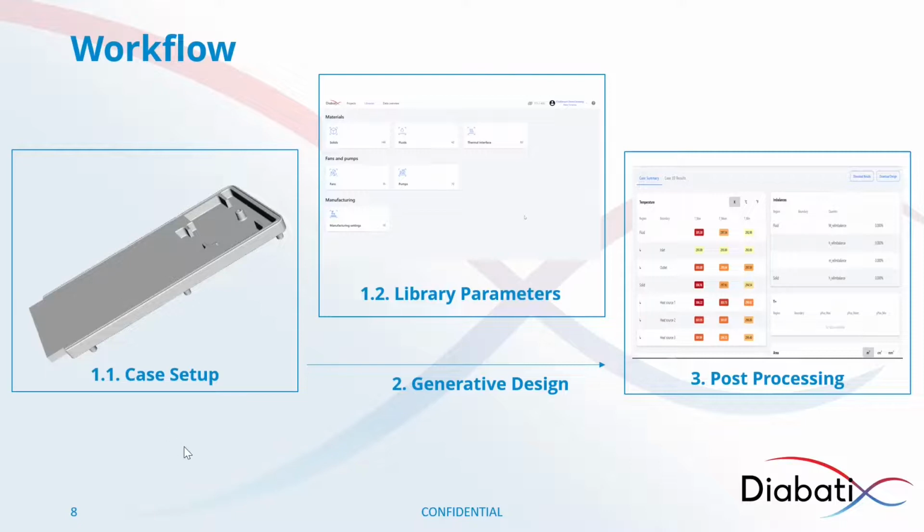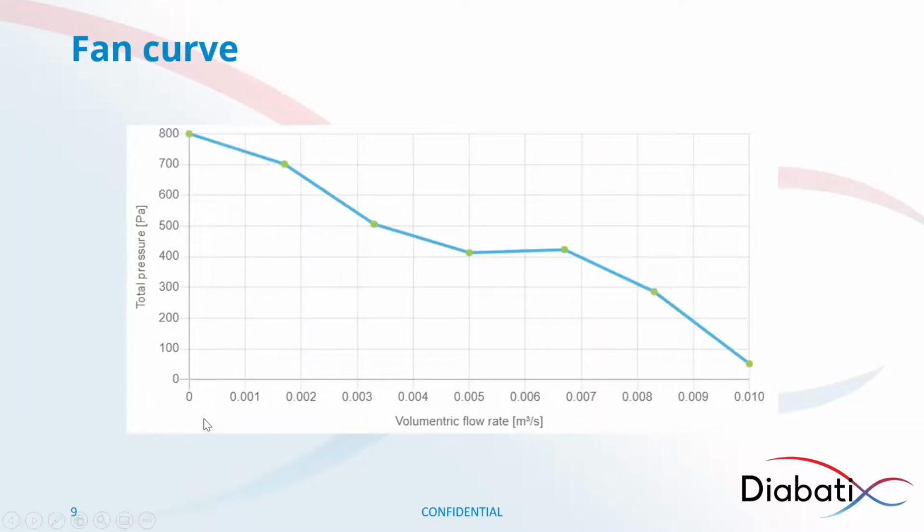So let's start with perhaps the fans first. And this is an example of a fan curve, and a fan curve itself is just basically a group of points that represent the relation of the quantity of the fluid passing through the fan relative to the pressure drop. And we will be modeling this on the platform. So let's go back to the platform.